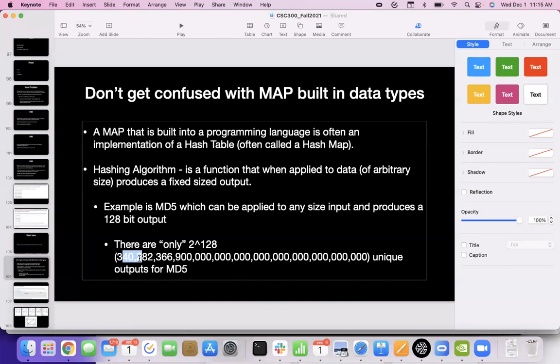So that creates this concept of collisions, where you could have two values that are completely different from each other that just happen to hash to the same output, that happen to become the same 128-bit output. And those are called collisions.